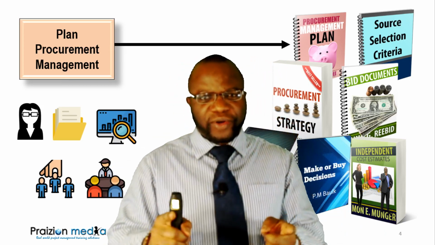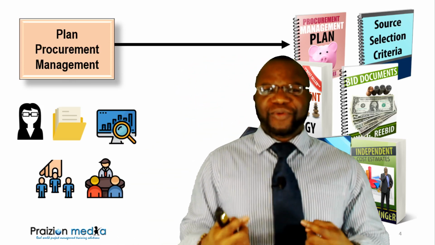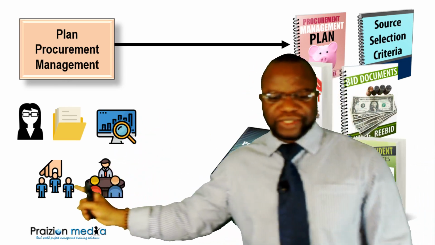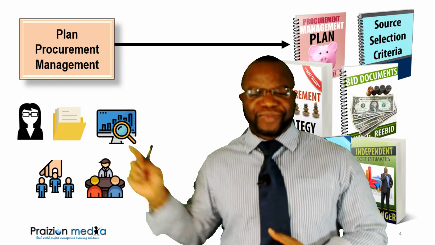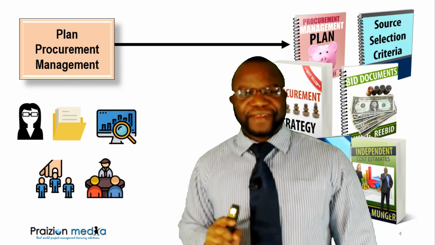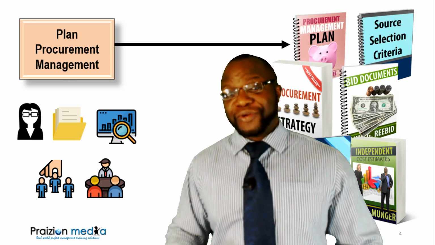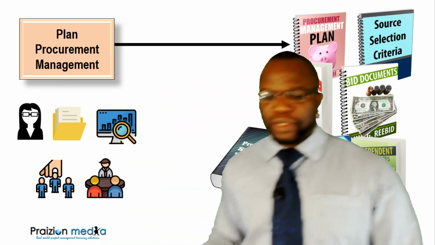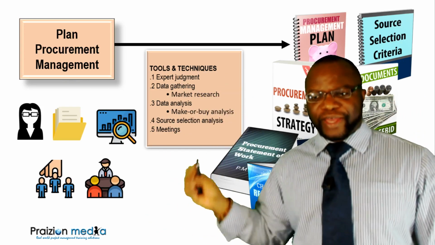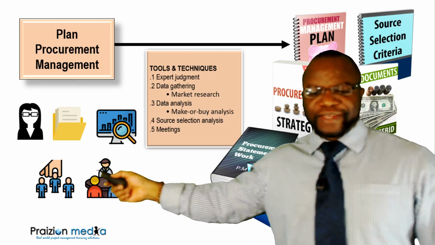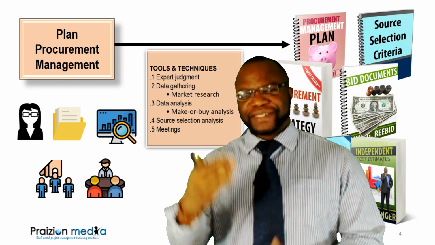You're trying to jog your memory, similar to what I was doing in the beginning when we were looking at the tools and techniques, to see if you can join each of these pictures to a concept. So the lady, expert judgment, data gathering, data analysis. But beyond that, what do you think these two represent if you open up your PMBOK guide? Let's find out. We have a list of things here: expert judgment, data gathering, data analysis, but this one right here is source selection analysis.